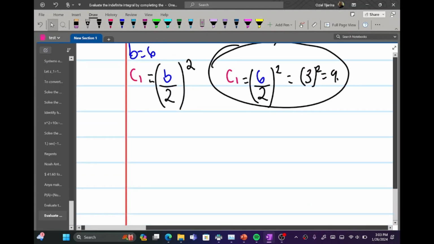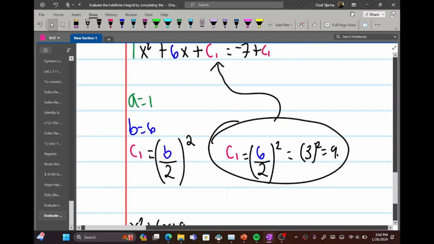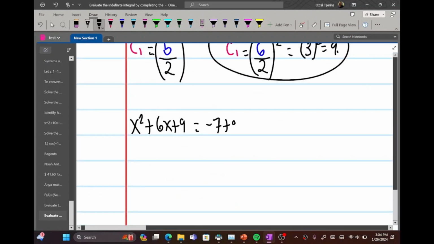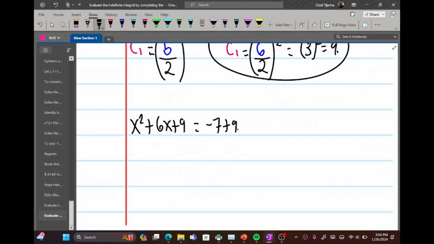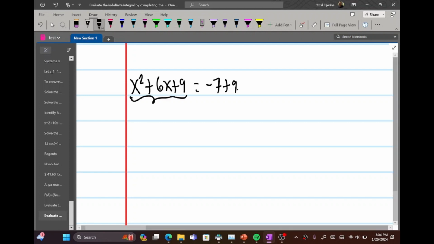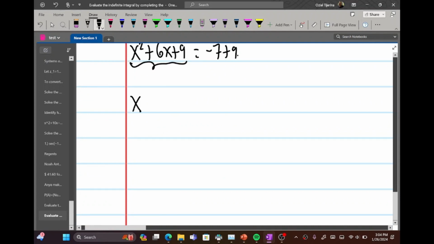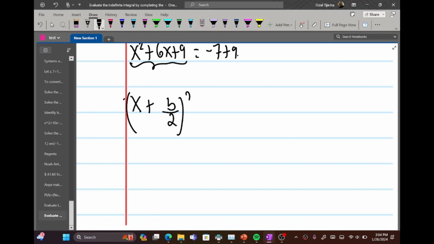Therefore I have x squared plus 6x plus 9 is equal to negative 7 plus 9. From here, we're going to go ahead and simplify this. If you think about it, guys, this part here is really going to be x plus b over 2, and then all squared, like this.